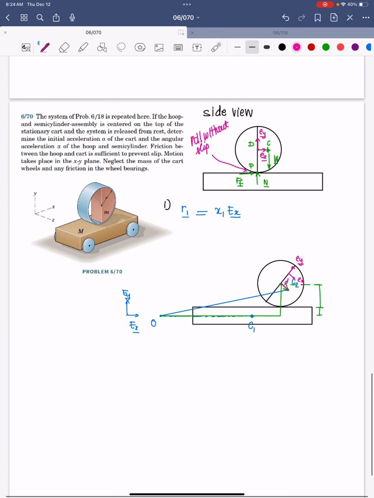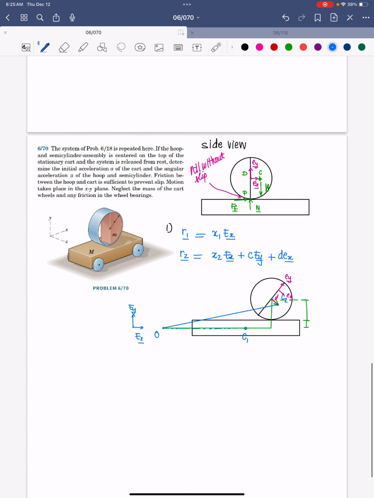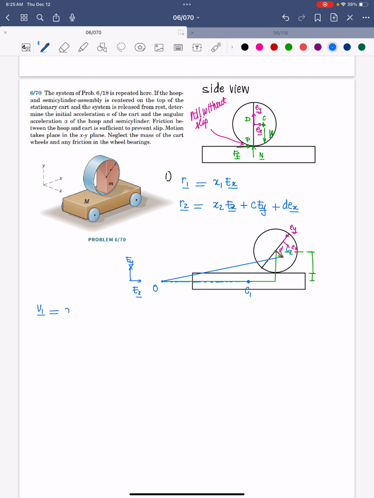So now my position vector r2 is x2 ex plus some constant along ey plus d ex, co-rotational. And I'll differentiate to find the velocity and acceleration vectors. So v1 is x1 dot ex. v2 is x2 dot ex, this constant goes away, and then plus d theta dot ey.